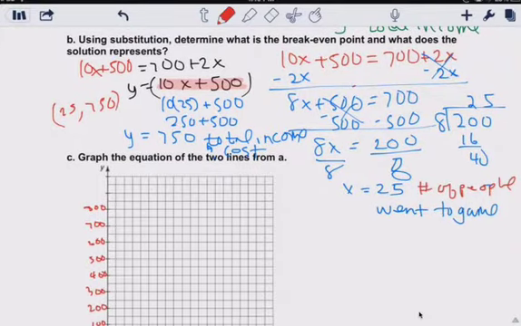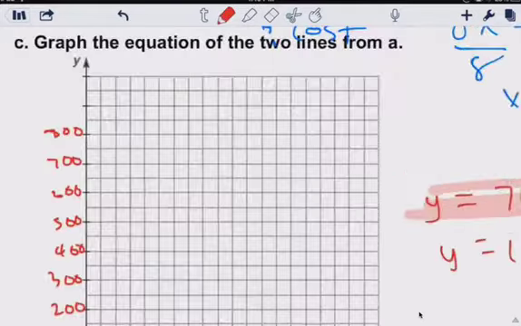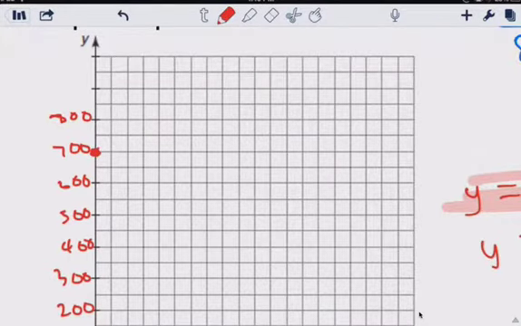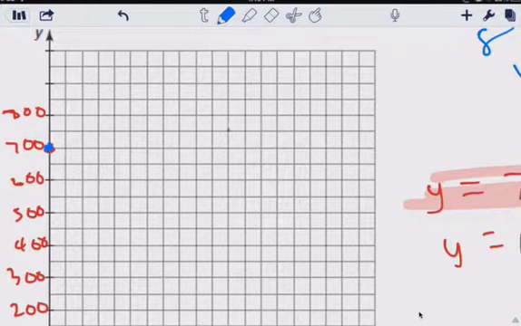Okay, the two equations are y equals 700 plus 2x, and y equals 10x plus 500. Anyways, the first one, your y-intercept is at 700. So the y-intercept is (0, 700). And the other ordered pair we're going to use for both of them is (25, 750), because we know that's where they intersect. So (25, 750) is right here.